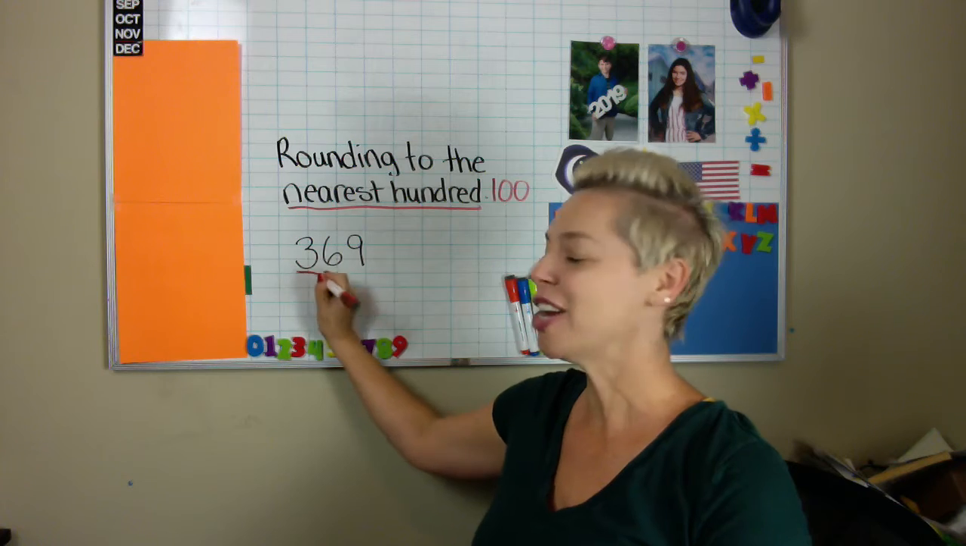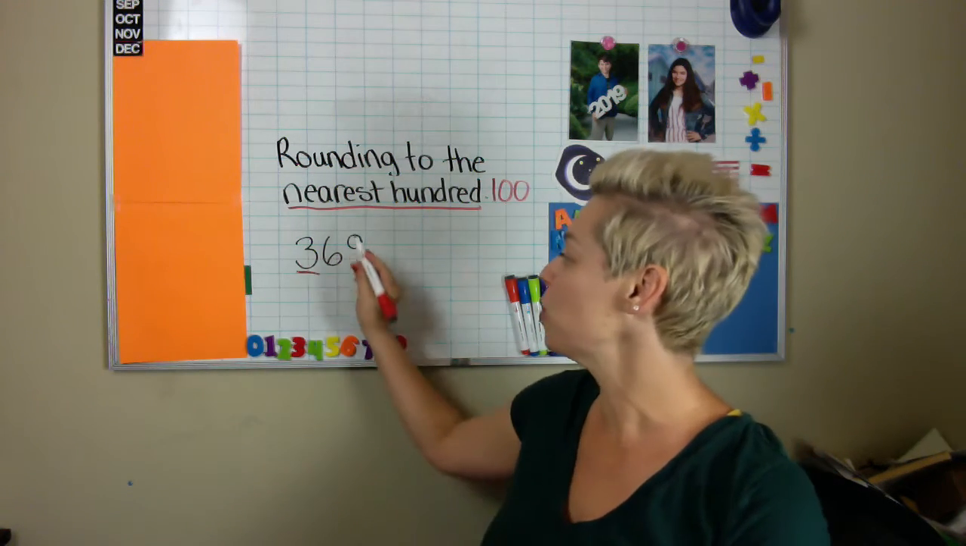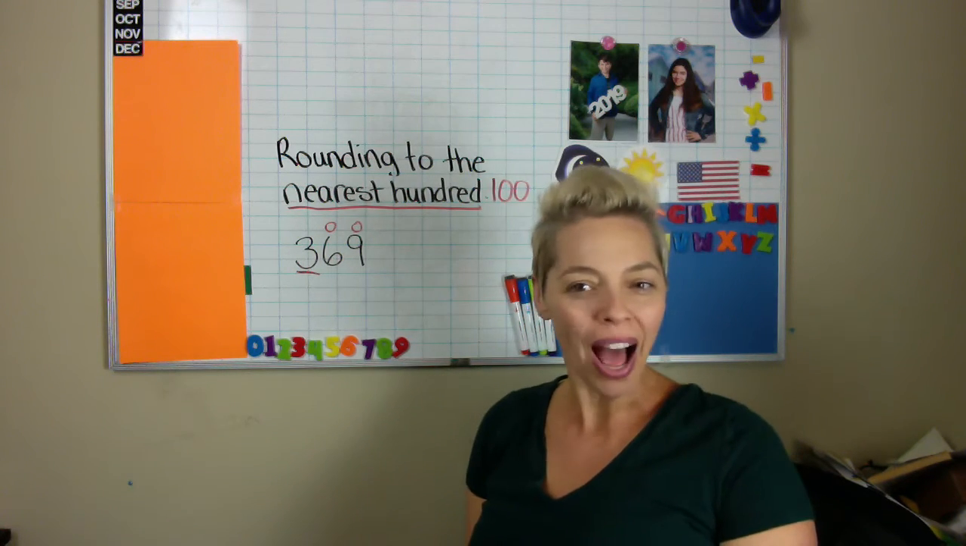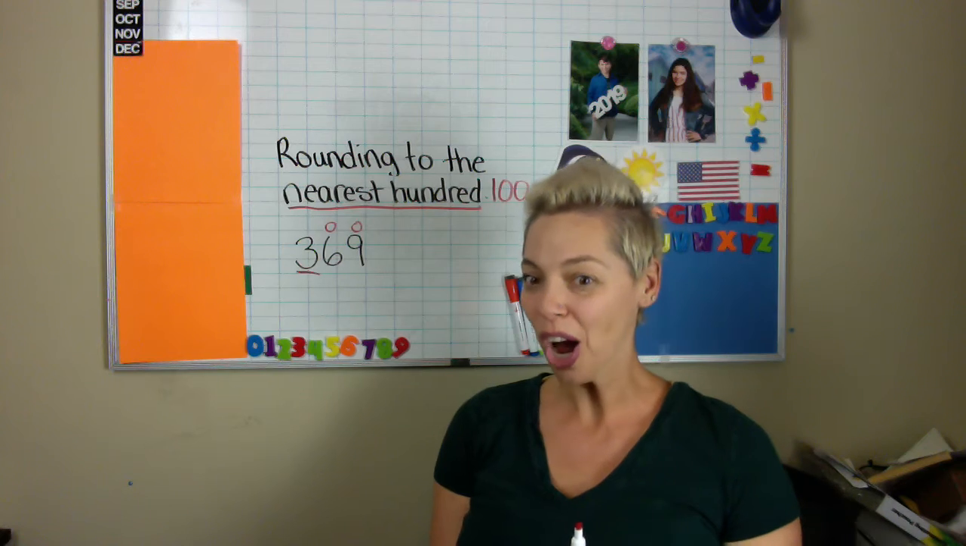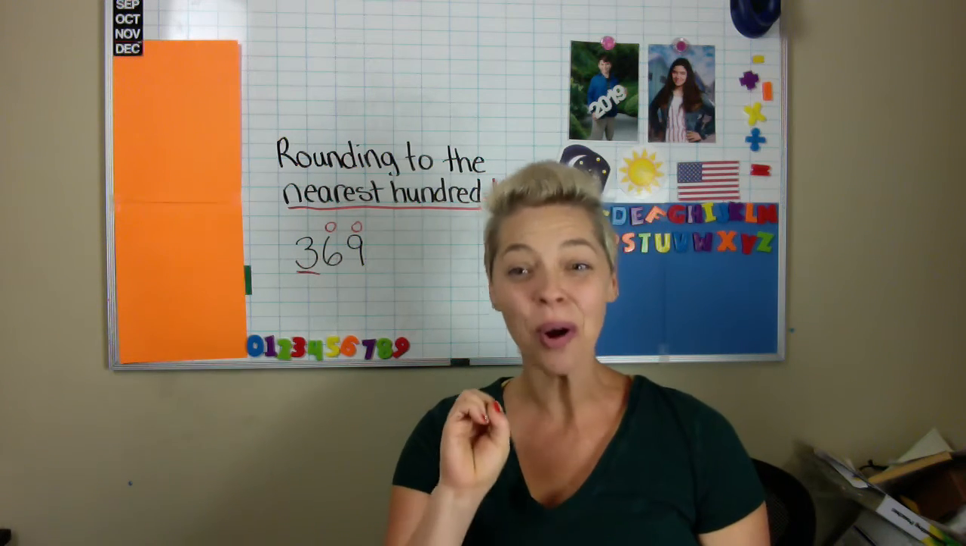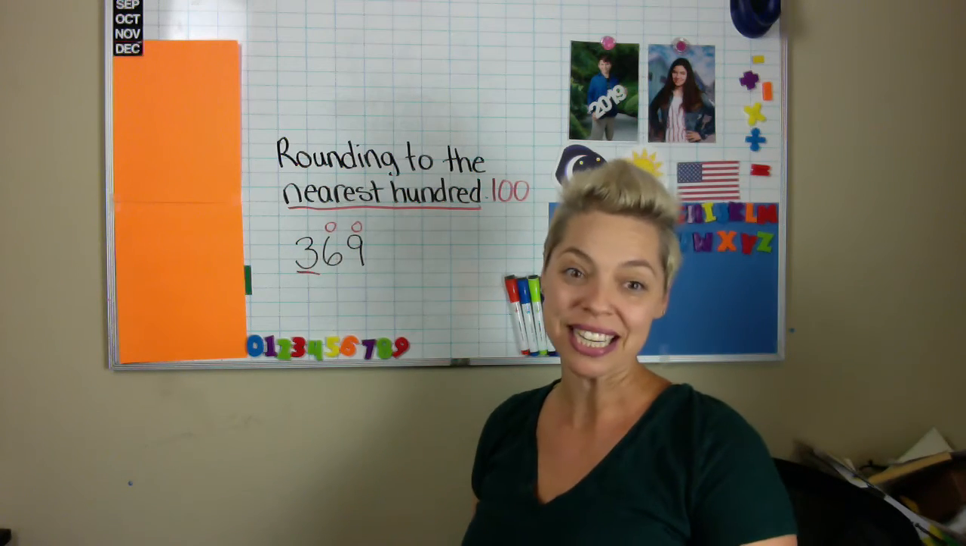I'm going to do that by underlining the hundreds place, which is the 3. My next step is to write a 0 above the tens and the ones. The reason why is when I round to the nearest 100, I know that there will be 0 tens and 0 ones in my answer. So I'm really setting myself up for success.